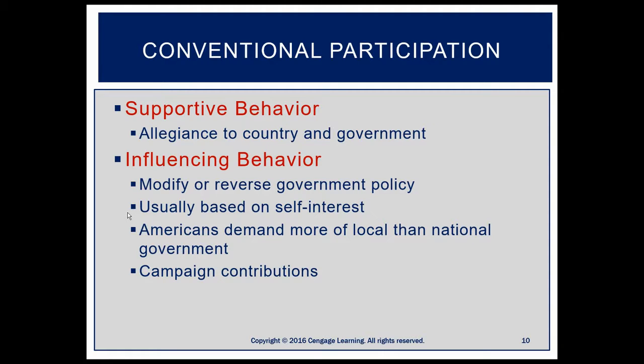Then there's what you call influencing behavior. This is when you want to modify or reverse government policy to serve political interests, okay? And there are lots of ways you can do that. Usually, influencing behavior is based on self-interest. It's something that you believe in, something you think the government should do. Particular benefits. Some citizens try to influence government to obtain benefits for themselves, their immediate families, or their close friends.